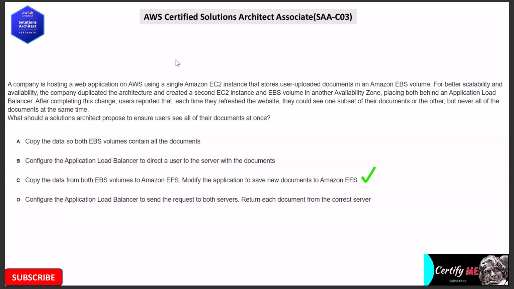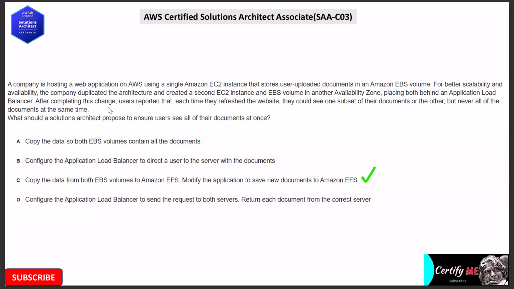Our first question is, a company is hosting a web application on AWS using a single Amazon EC2 instance that stores user-uploaded documents in an Amazon EBS volume. For better scalability and availability, the company duplicated the architecture and created a second EC2 instance and EBS volume in another availability zone, placing both behind an application load balancer.